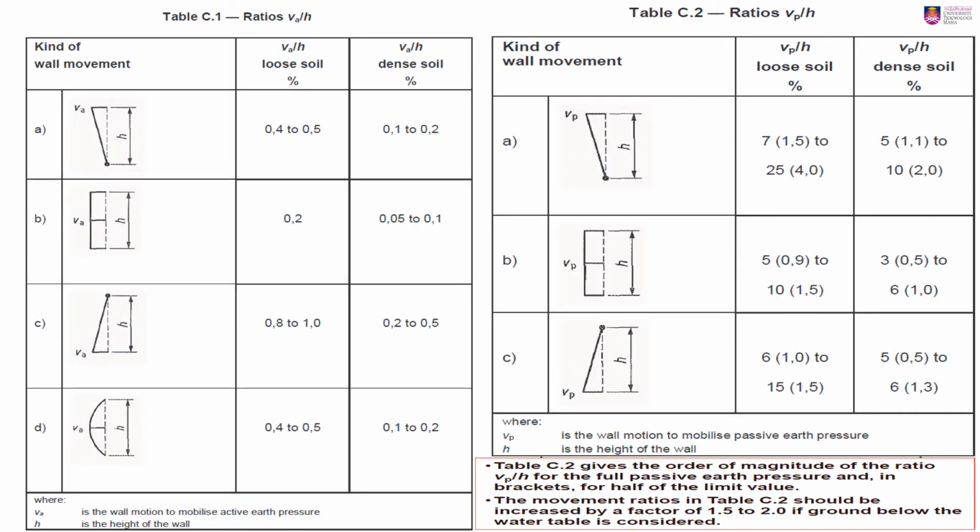This table shows and gives the order of magnitude of the ratio vp over h for the full passive earth pressure, and in brackets for half of the limit value. The movement ratios in the table here should be increased by a factor of 1.5 to 2.0 if the ground below the water table is considered. So this is the example, ratio vp over h and the kind of wall movement, where h is the height of the wall and vp is the wall motion to mobilize passive earth pressure.